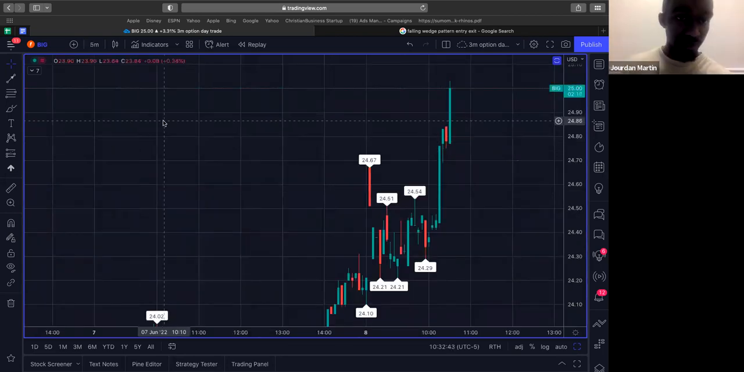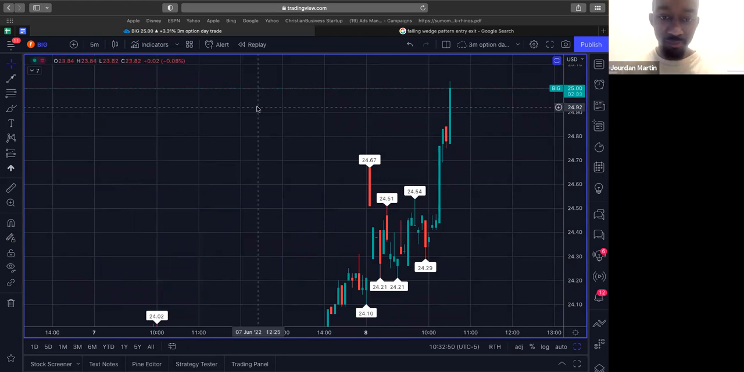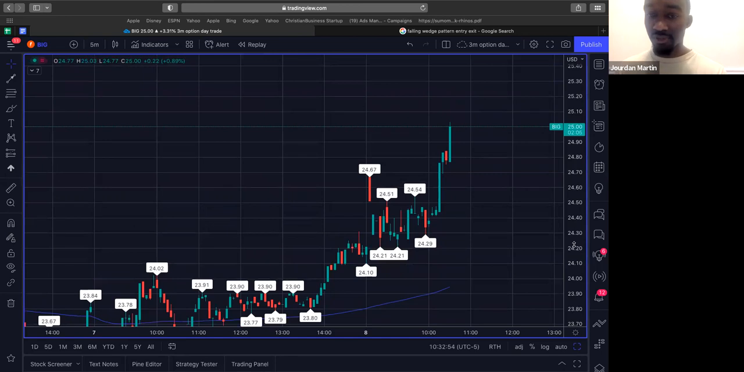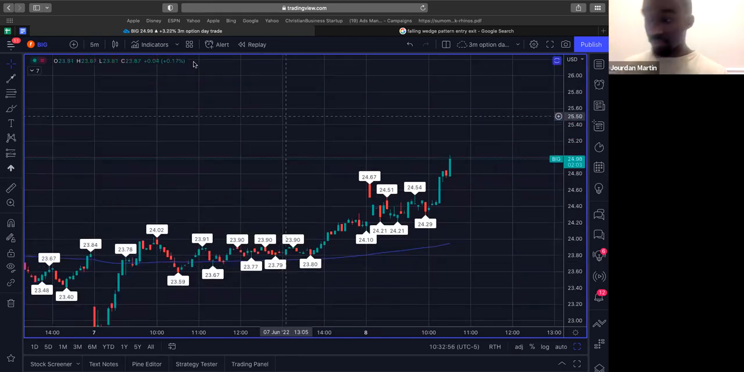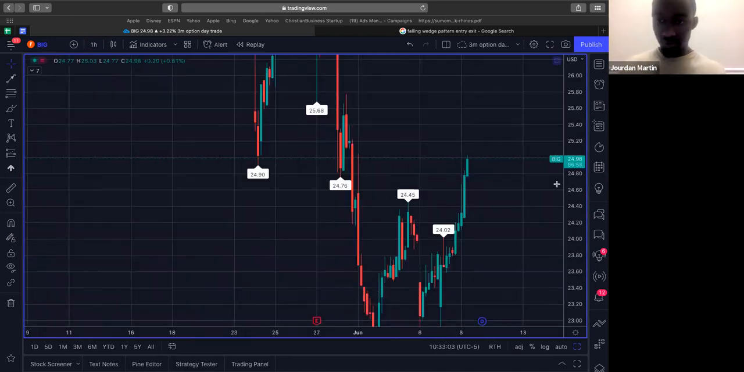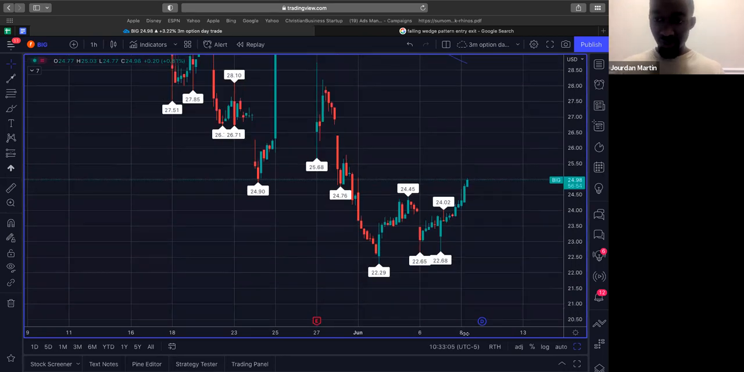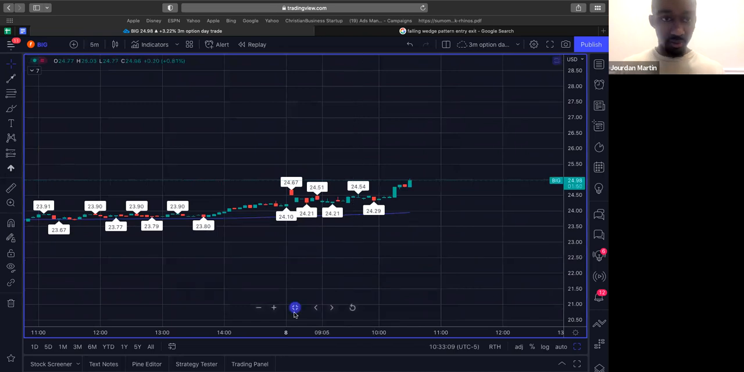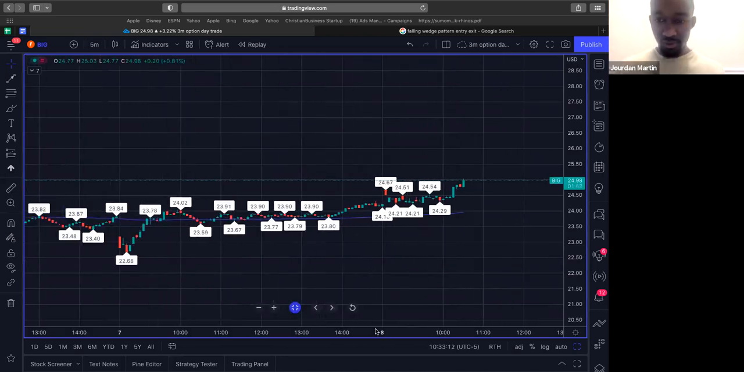Hey, Jordan, can you break down how a newbie would read Shop 385C 6-10 at 9.4? Sure thing. Let me first look at this. Let's see. I don't see the same setup on BIG like I saw on Alibaba. It's a little all over the place.